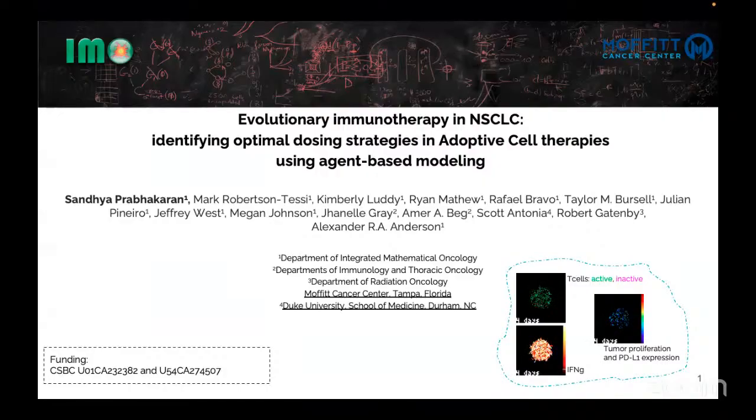Hello, everybody. I'm Sandhya Prabhakaran, and I'm here today to present about evolutionary immunotherapy in non-small cell lung cancer. Can we identify dosing strategies that are optimal in adoptive cell therapies using agent-based models? This is a huge collaborative effort between multiple departments at Moffitt, and I'm very grateful for the opportunity, one, to be part of the project and also to be able to present the work here.